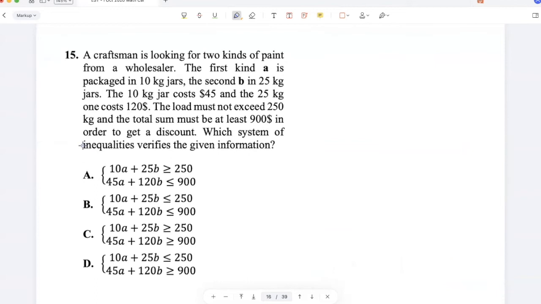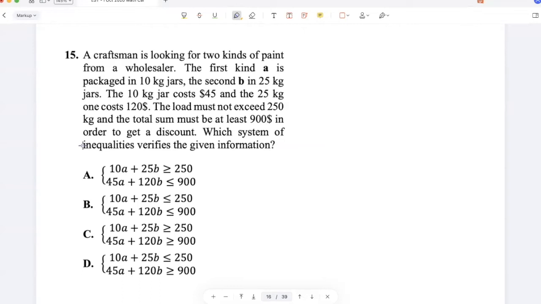A craftsman is looking for two kinds of paint from a wholesaler. The first kind, A, is packaged in 10 kg jars. The second, B, is 25 kg jars. Okay, the 10 kg jar costs $45 and the 25 kg jar costs $120. The load must not exceed 250 kg and the total sum must be at least 900 to get a discount.